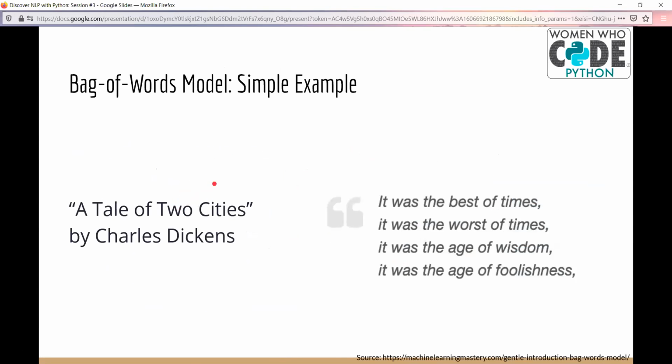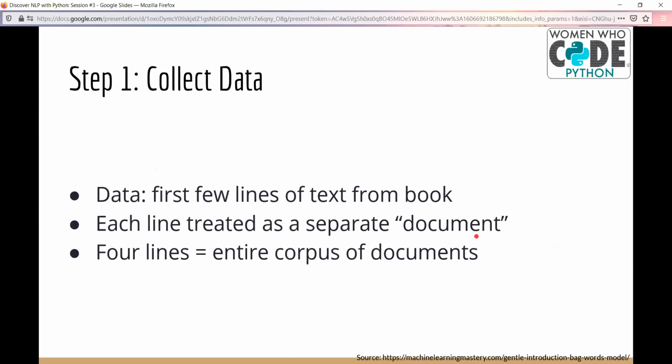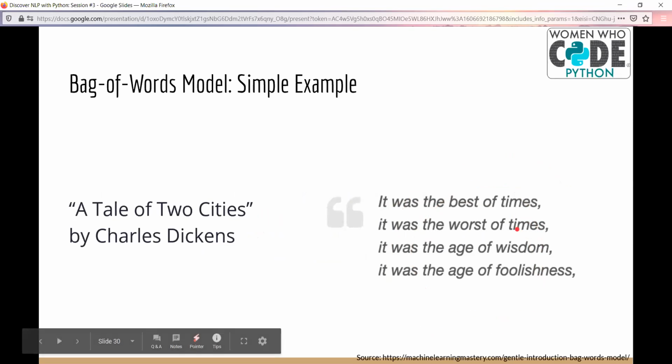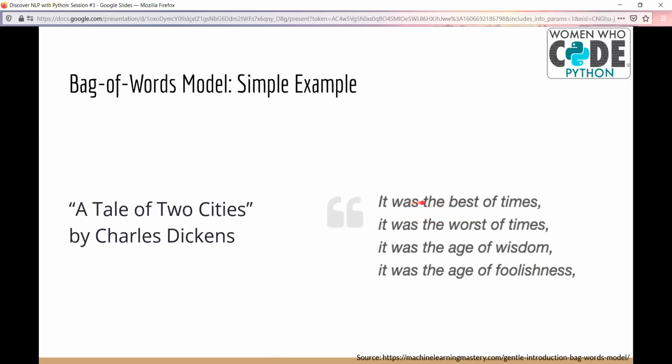This is another example, from Charles Dickens' book: it was the best of times, it was the worst of times. These are the sentences, and for the first step, we collect the data. We process the first few lines of the text from that book. Each line is treated as a separate document, and there are four lines, which form the entire corpus. So for now, we have a data set that only contains these four sentences, and each sentence is a different document.